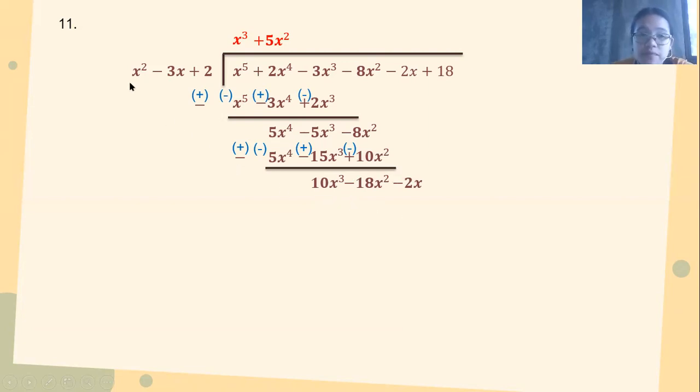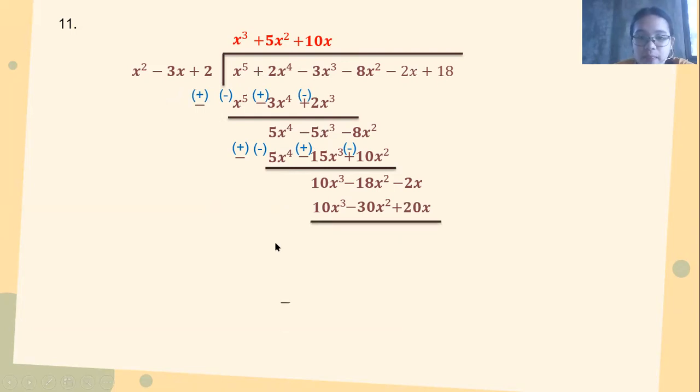10x cubed divided by x squared is equal to 10x. 10x times x squared is equal to 10x cubed. 10x times negative 3x is equal to negative 30x squared. 10x times 2 is equal to positive 20x.